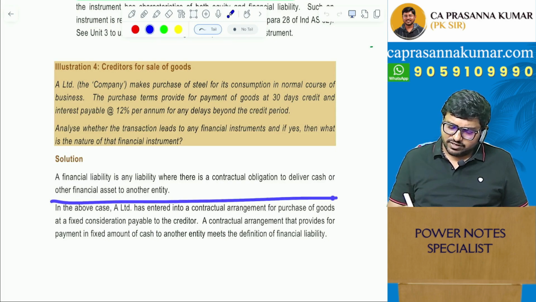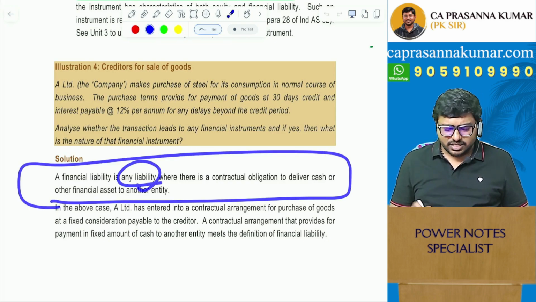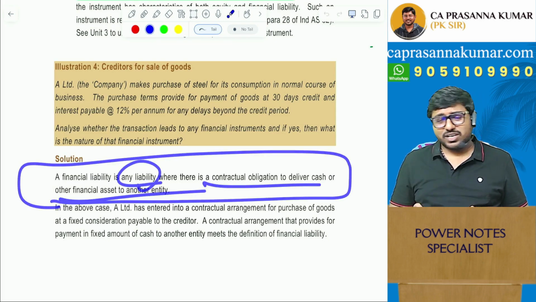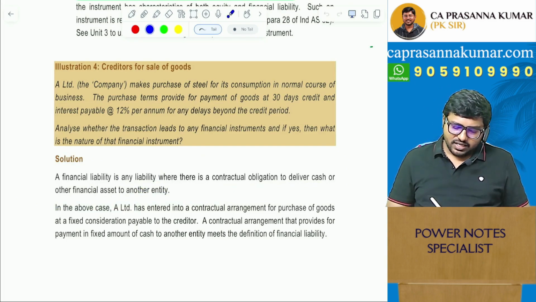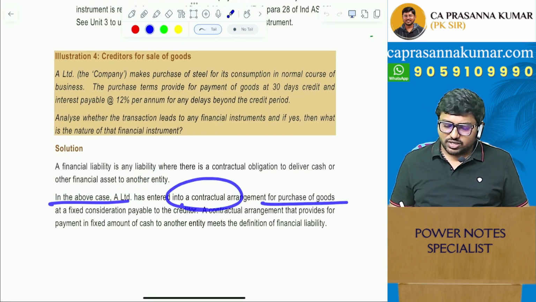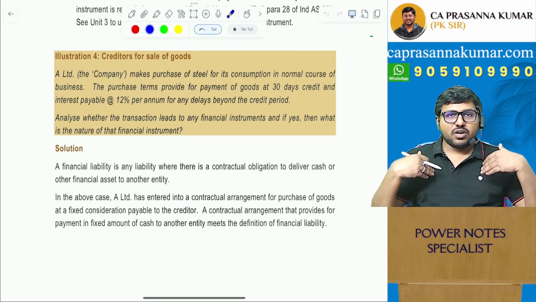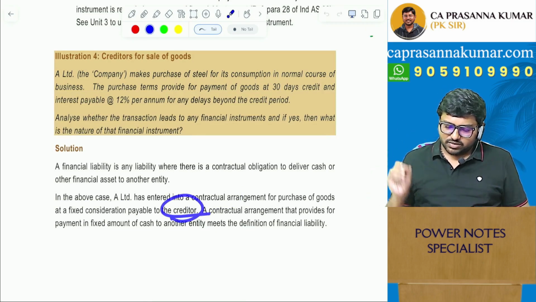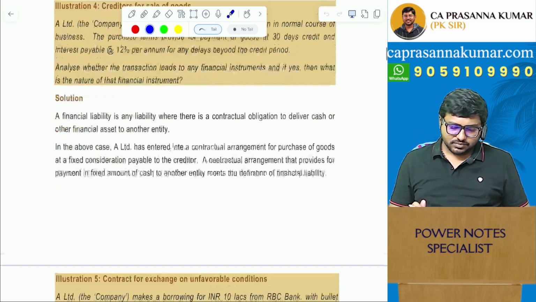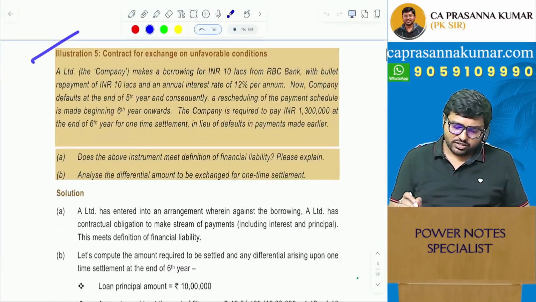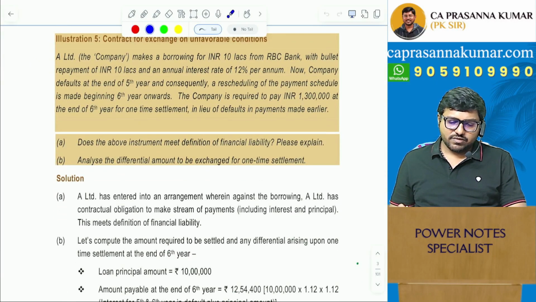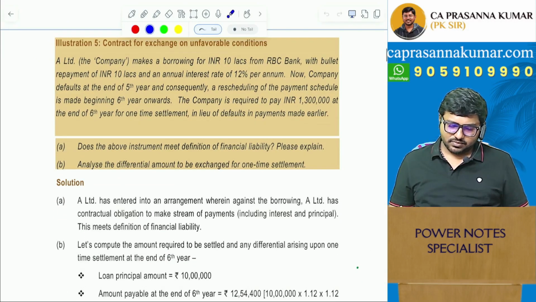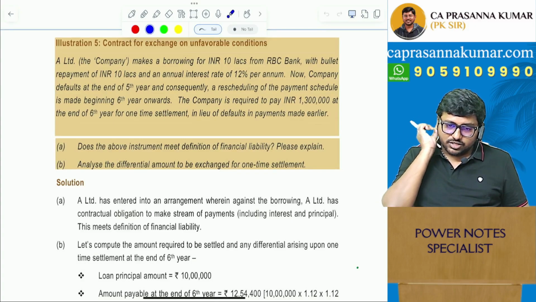So first write the definition of financial liability. A financial liability is any liability where there is a contractual obligation to deliver cash or any other financial asset. Done. In the above case, because A Limited entered into a contractual agreement for purchase of goods, they have a contractual obligation to pay cash to the creditor. Done. Chalo, easy peasy. Moving on to illustration 5. Come to illustration 5, guys. Illustration 5.